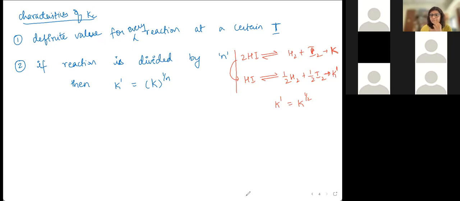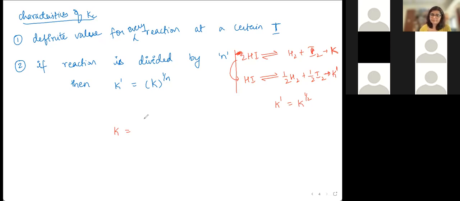Now, can you explain again? This is a relation. Do you want me to derive it? You can do that. For this example, can you write the expression for K? What is K equal to? Rishad, what is K equal to for this reaction? Kc or just K, whichever, it's the same thing. I'm talking about the equilibrium constant. What is the expression for the equilibrium constant?